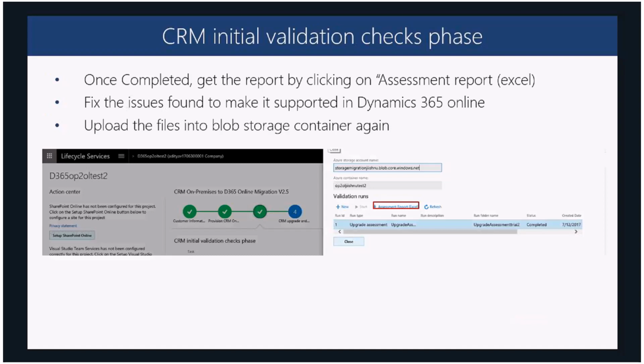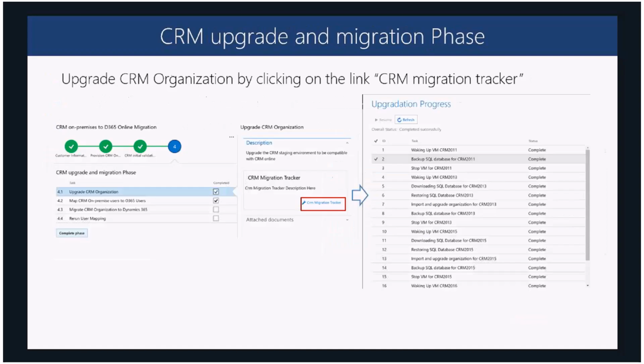So at this point, the focus is on spending time on the assessment report by the customer, and if you have a partner, between the partner and the customer. Once that is completed and we are sure that all the customizations are supported and there is nothing which would stop the migration from completing successfully, the next stage is stage number 4, the final stage, which has 4 steps. The first step is to upgrade your DB that is coming from on-premise from 2011 to 13 to 15 and then finally to 16.